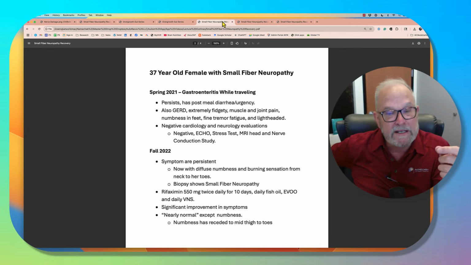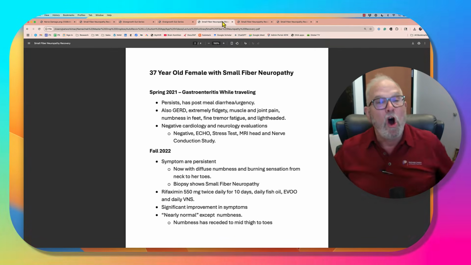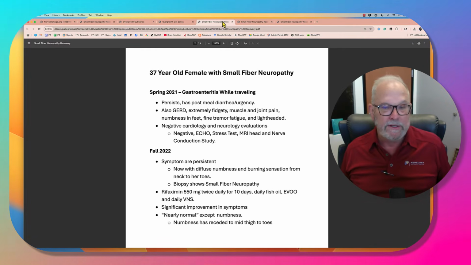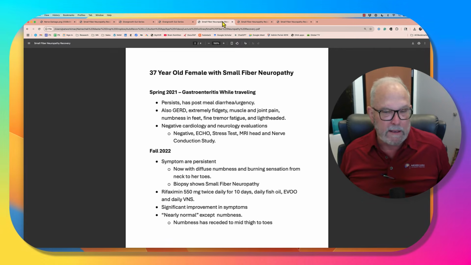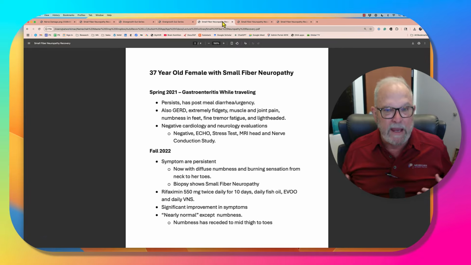Her symptoms persist, and she comes and sees me. So this is a year and a half later. But now the numbness has grown from just kind of in her feet to all the way up from her neck to her toes. It's really bad. She's not working. I mean, she's just miserable. And she's taking different drugs to try to block and numb this pain.